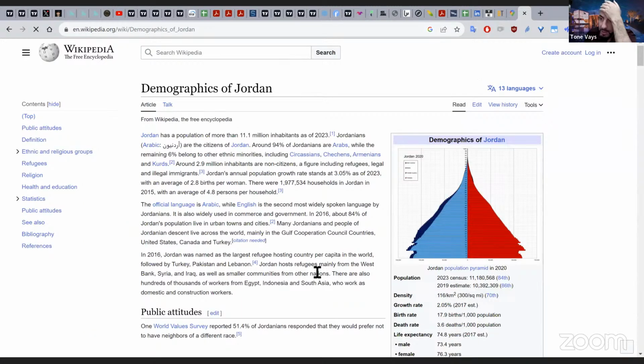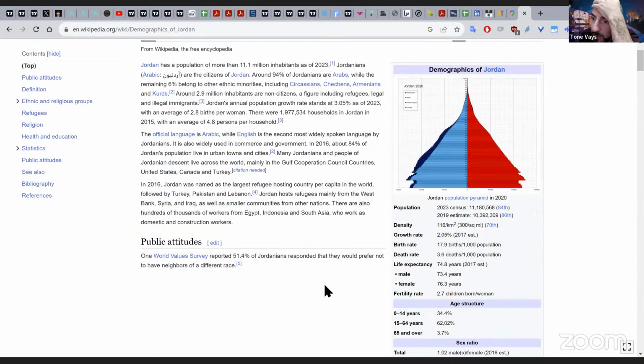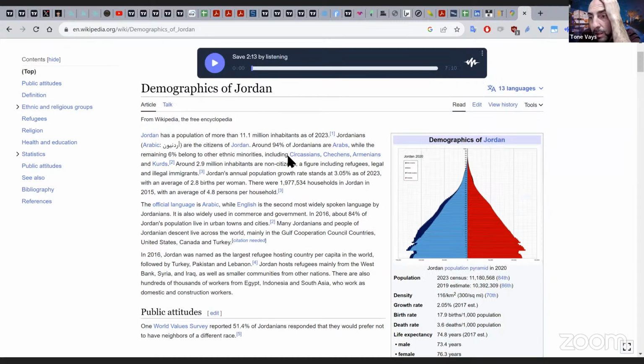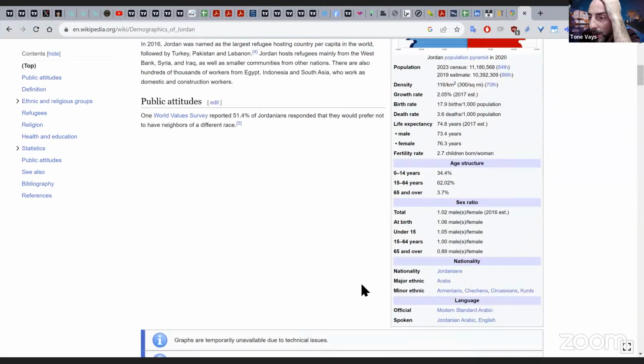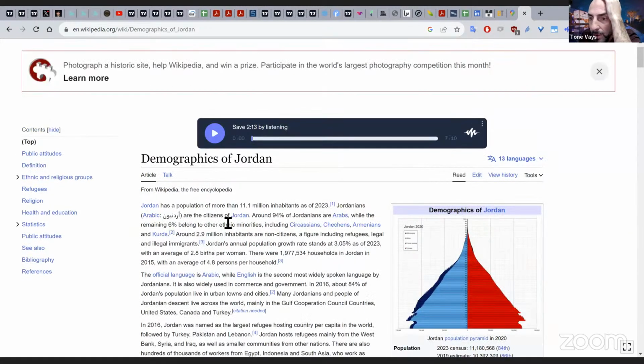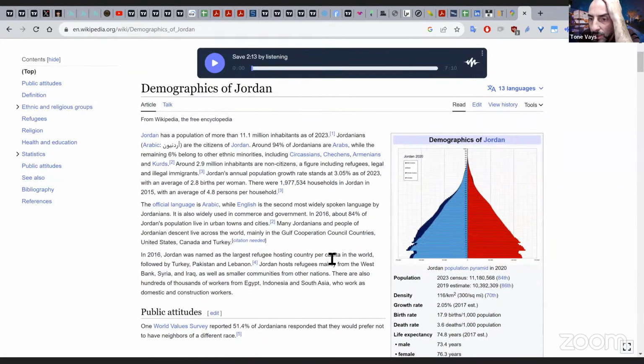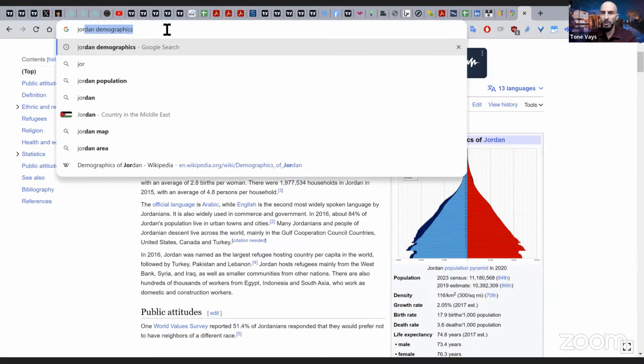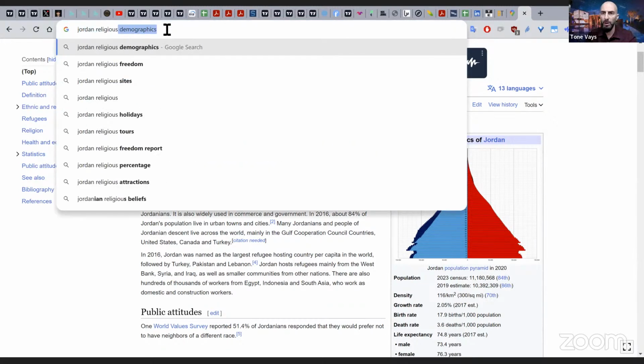Can't believe I'm going to Wikipedia. Might as well just go to the CIA.com to get my information. But what's the religious aspect to Jordan? Jordan's population. Okay, hold on. Jordan religious percentages. There you go. Religious demographics.